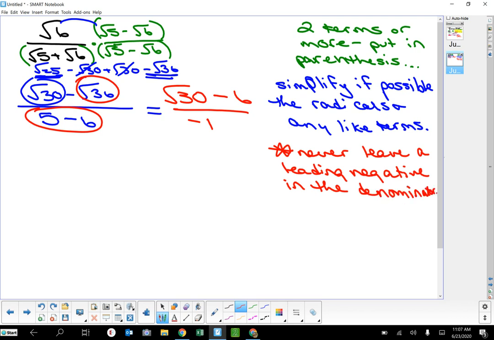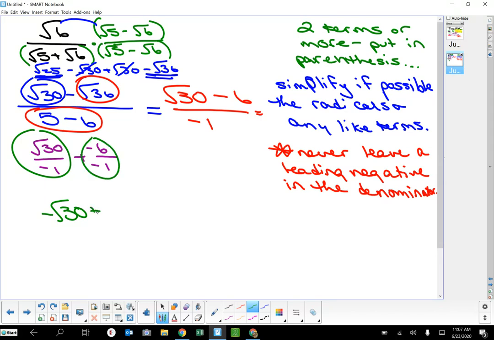Oh, that's not going to fit. Okay, so if I simplify this now, I have rad 30 over negative 1 minus 6 over negative 1, or plus a negative 6. All right, so we're going to simplify these. That positive over a negative is a negative rad 30. Negative over a negative is a positive. And so that is the answer to this problem.